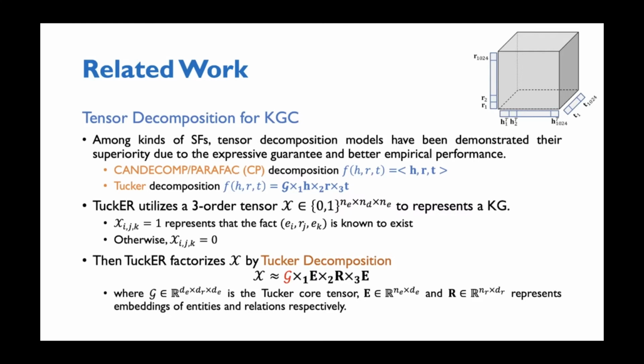Then, Tucker factorizes X by Tucker decomposition in such a form. So here, this is the representation of the knowledge graph. This is the Tucker core tensor, and these are the entity embeddings and relation embeddings. Generally, the Tucker core tensor encodes the interactions between the embeddings at the dimension level.